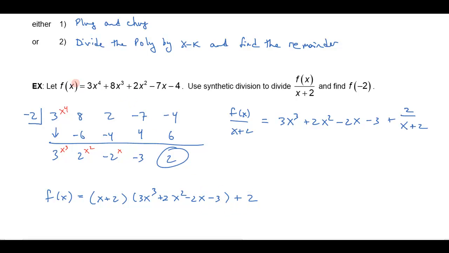So instead of plugging -2 up here and having to do a lot of work, I can simply plug -2 in down here, which gives me 0 for this part, and then it doesn't matter what I get when I plug this in, so I don't have to plug it in. I can just say I don't care, and my answer is 2.